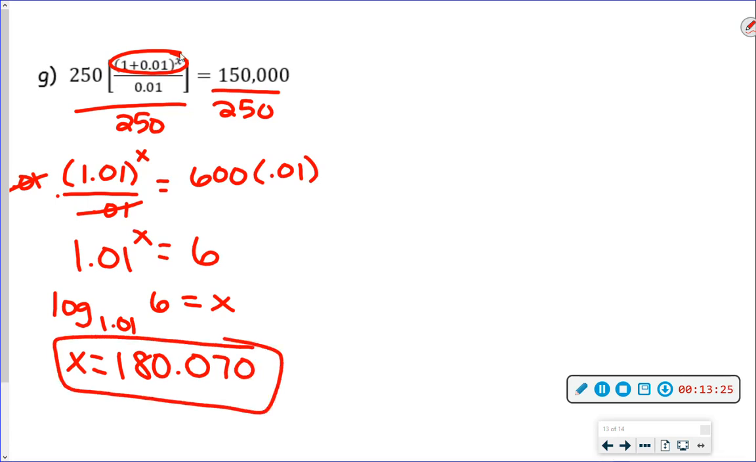All right, a lot of calculator, a lot of decimals. Be careful on your rounding as always.